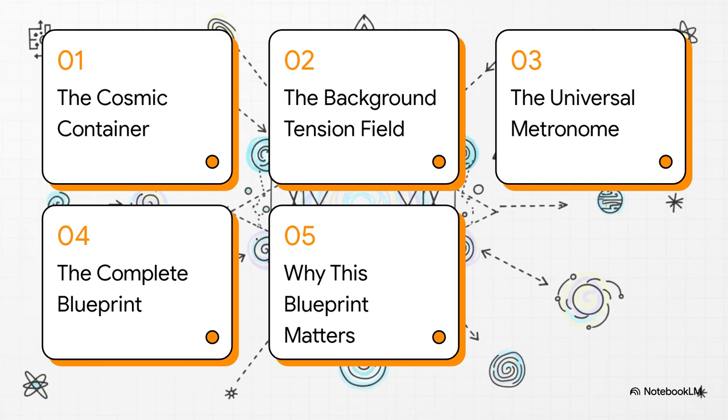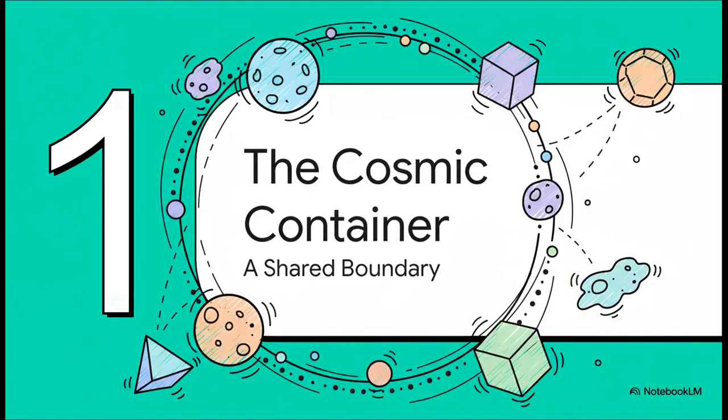All right, so to really get our heads around this model, we're going to break it down into 5 parts. We'll start with the container that holds reality, then look at the fields providing tension and timing. After that, we'll see how it all clicks together, and finally explore why this whole architectural view of the universe really matters. Okay, let's dive right in.